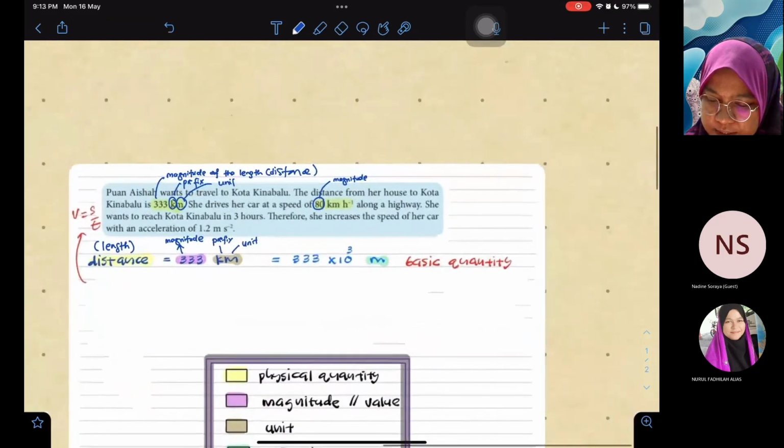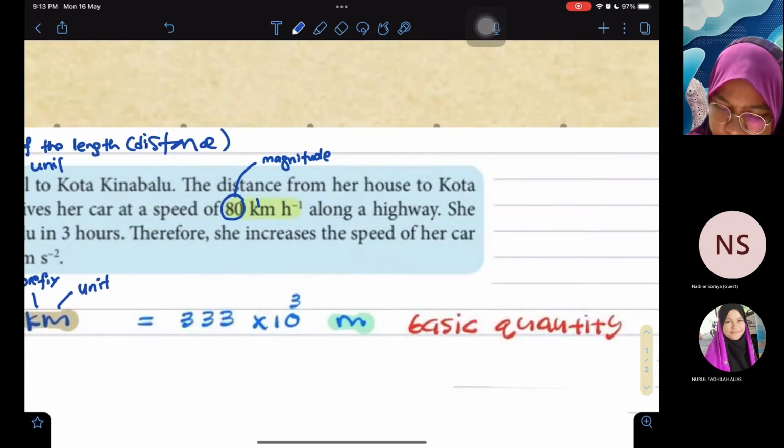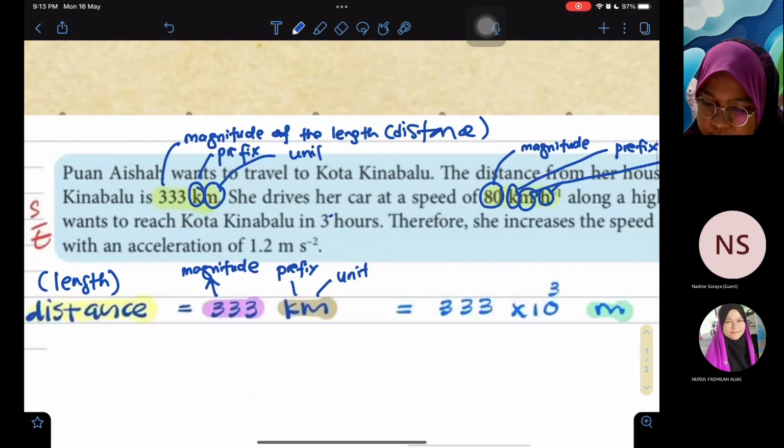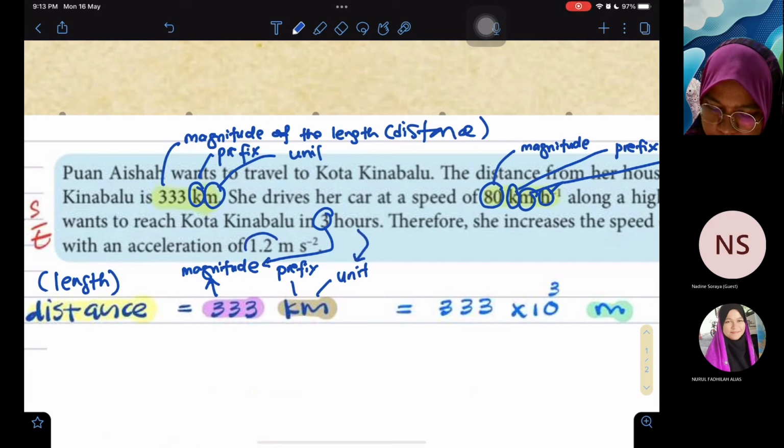Letak gambar payah sikit ni, dia jadi macam ni. Okay. Kilo is a prefix. Meter and hour, both of these are units. 3 hours. 3 ni adalah magnitude. Hours adalah unit. 1.2 is a magnitude. Meter adalah unit.